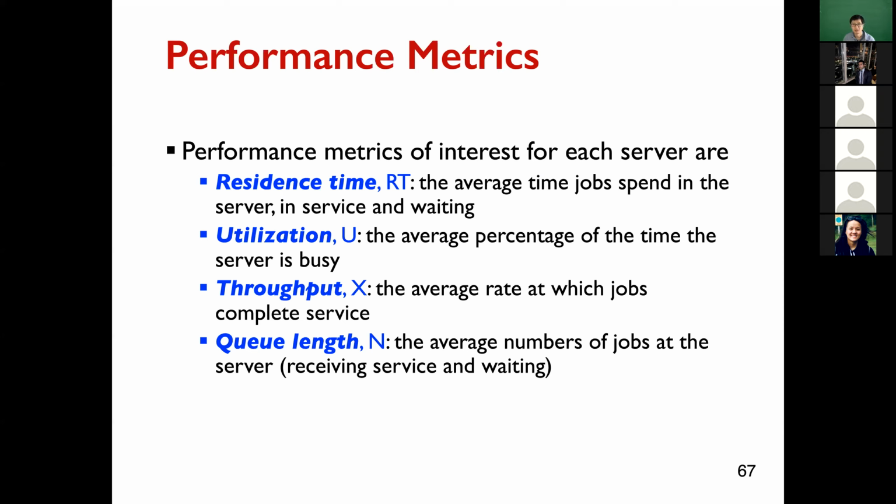And queue length is the average number of jobs at the server, including those receiving service and those waiting. So the average number of jobs in a queue is the queue length. Okay, please remember the letters representing each concept: RT for residence time, U for utilization, X for throughput, N for queue length. Okay. To analyze queuing networks is basically to calculate these metrics.